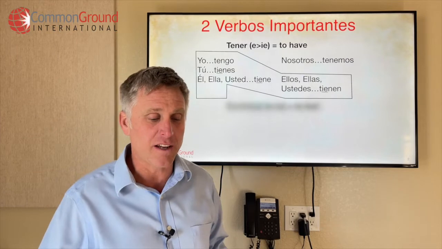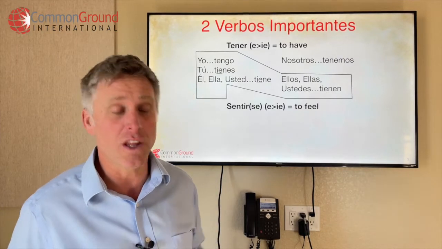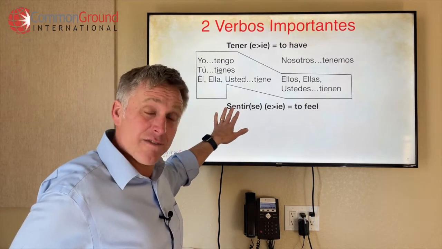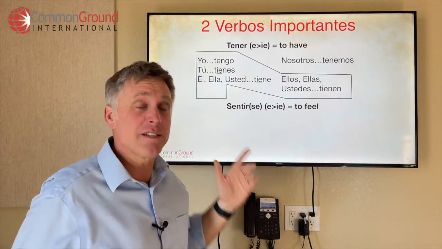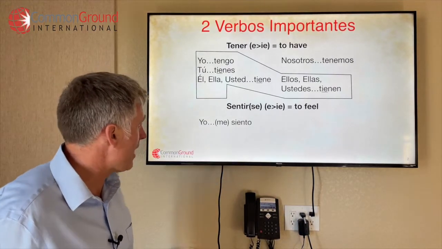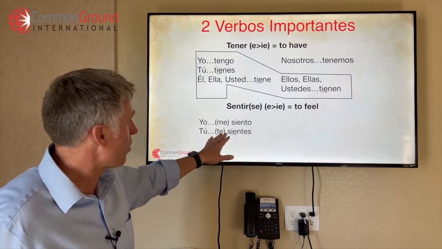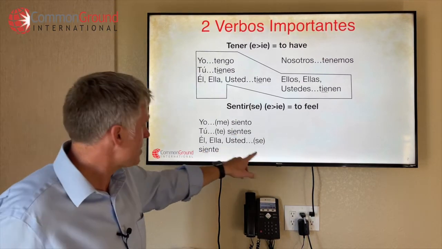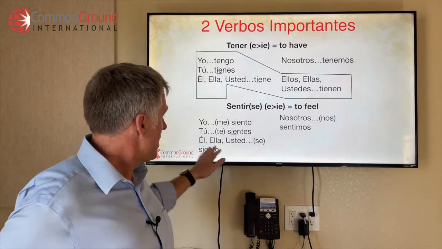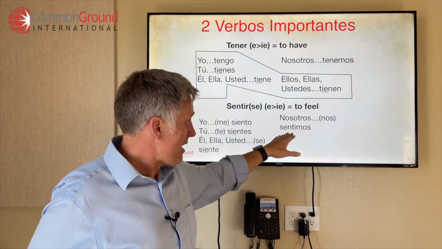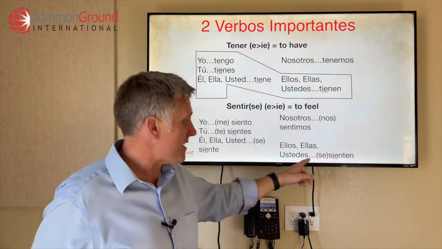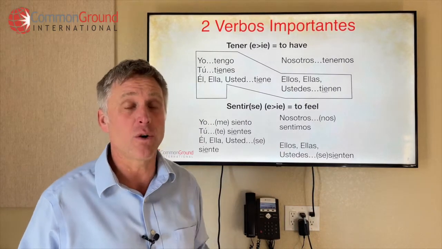Let's look at our second verb and we'll see that it does have that change in the yo form also. So sentirse, this is the verb to feel. Sentir could be reflexive with the se on the end, or not reflexive, and we'll look at the difference here in a minute. So, yo siento, or yo me siento, I feel. Tú te sientes, or tú sientes, you feel. Él y usted se siente, or siente, you feel, he feels, she feels. Nosotros sentimos, or nos sentimos, we feel. And then ellos, ellas, ustedes se sienten or sienten, they feel, or y'all feel.